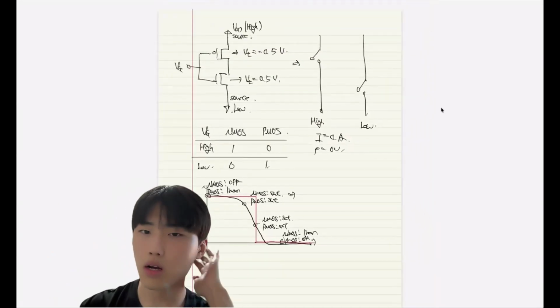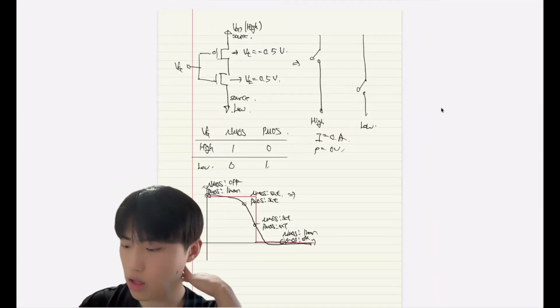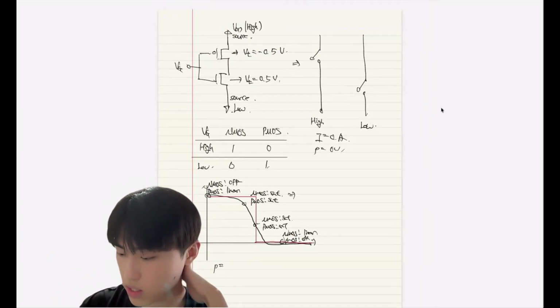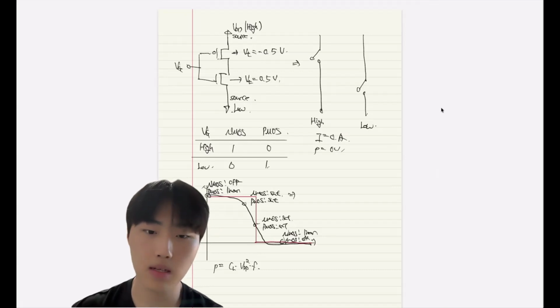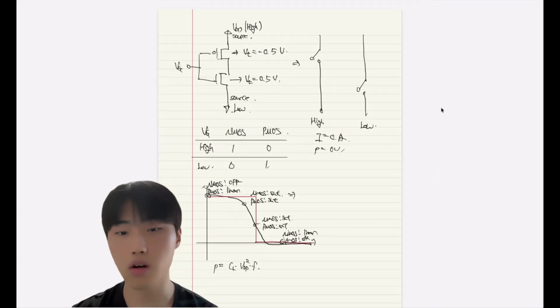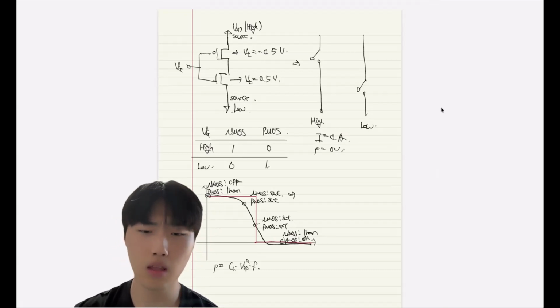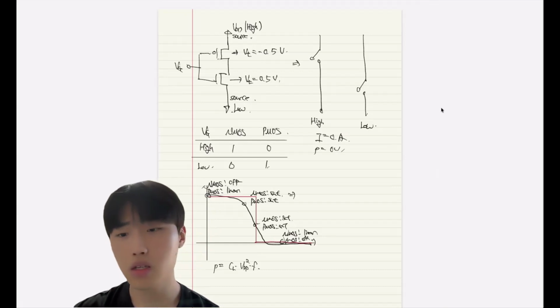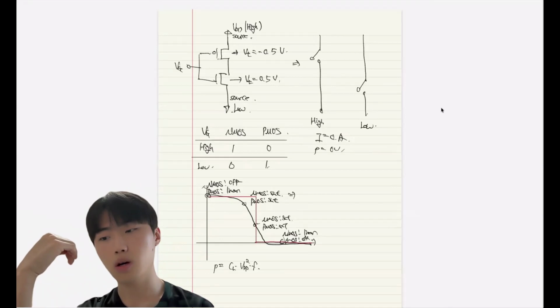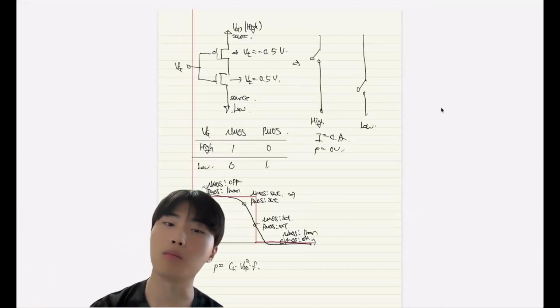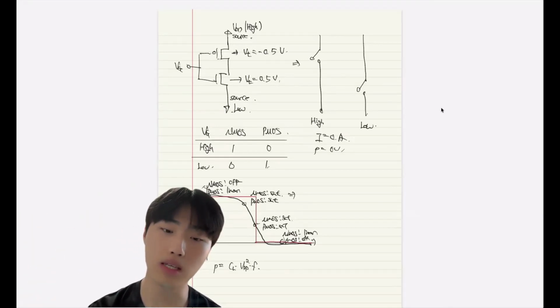So the power in CMOS is like C_L V_DD squared f. The C_L is the load capacitance, the V_DD squared is the turn on voltage, and the f is the frequency. So let's think about how to minimize the power in CMOS.